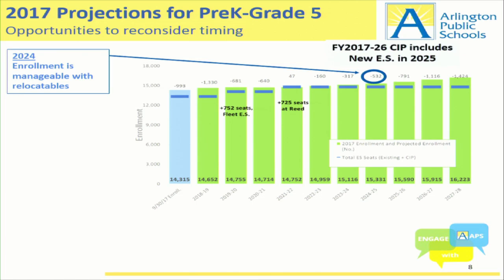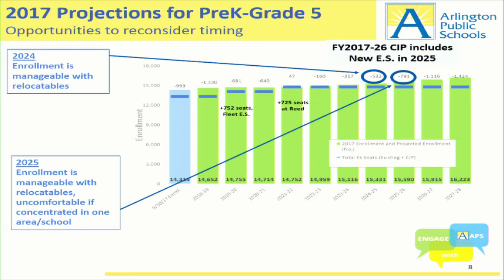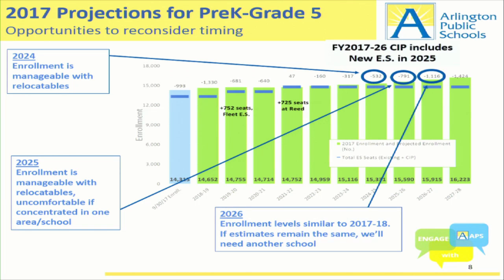in 2024, enrollment levels are manageable with relocatables. We have an elementary school planned for 2025, and as we started to look at what we're experiencing today and what we expect to experience based on the current projections, is there some room, and how do we think about these needs? In 2025, enrollment is again manageable with relocatables. What we also sense is if it's concentrated in a couple of schools, it's not comfortable. It really depends on how it's balanced across schools. And then in 2026, enrollment levels are similar to what we're seeing this year, and if those estimates remain the same, we have to have a school at that point.